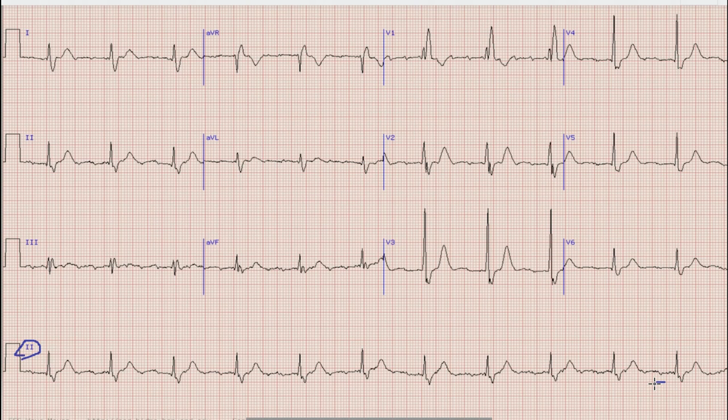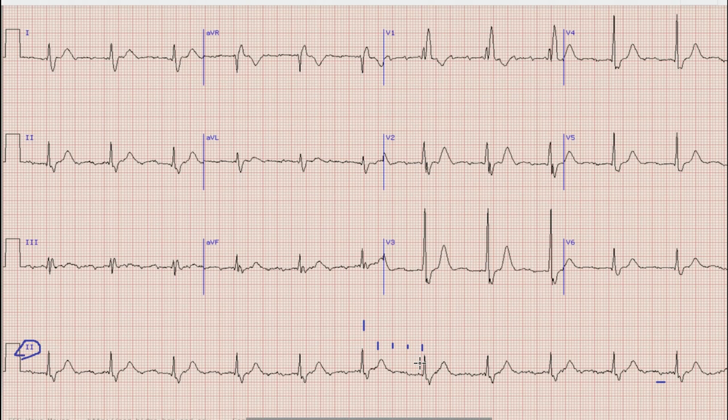Next is rate. For rate, we select a QRS complex lying on this prominent vertical line, and between this QRS complex and the next QRS complex, we calculate the large boxes as 300, 150, 100, and 75. So as you can see here, the heart rate is just below 75 beats per minute. It is between 70 to 75 beats per minute.